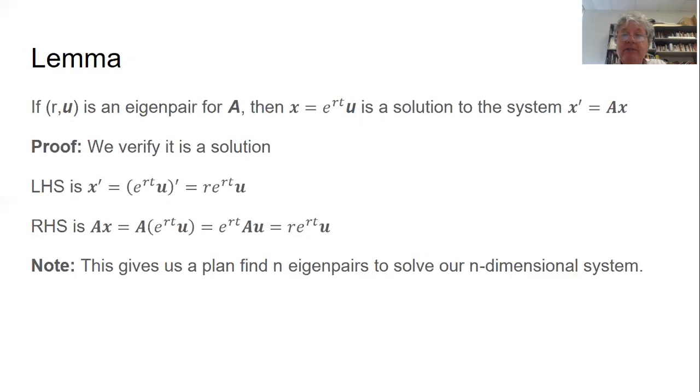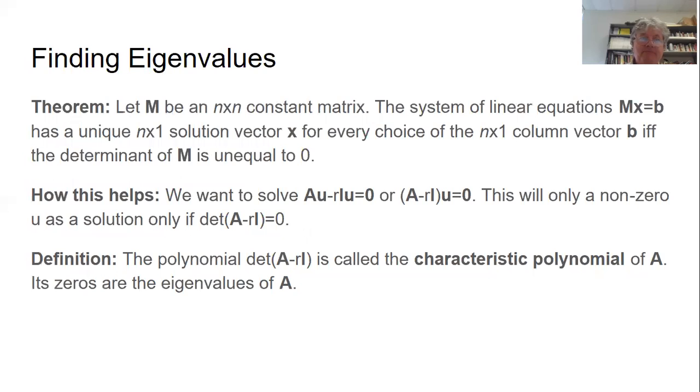Okay, and so this gives us a plan, right? If we can find n eigenpairs, we can solve an n-dimensional system. And that sometimes works, but of course, if you're thinking a little bit, you can see there are going to be problems. What happens if we've got complex eigenvalues? What happens if we've got not enough eigenvalues, etc.? Okay, but we can solve all that.